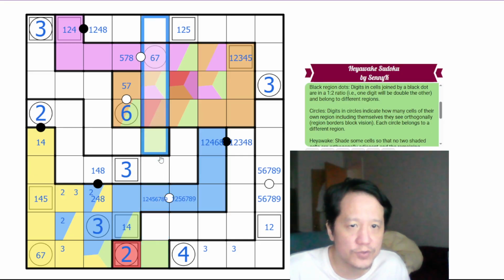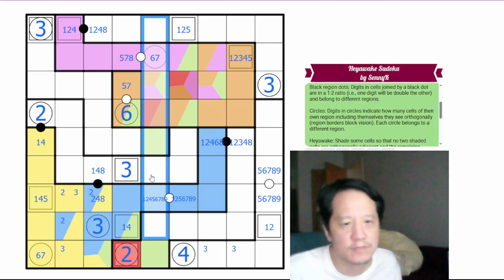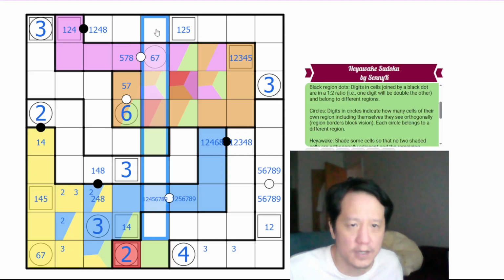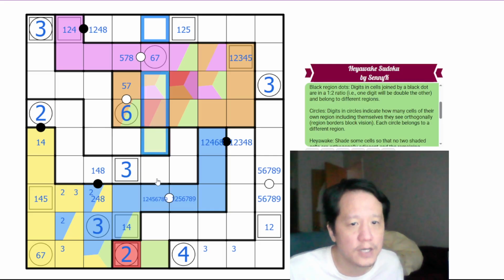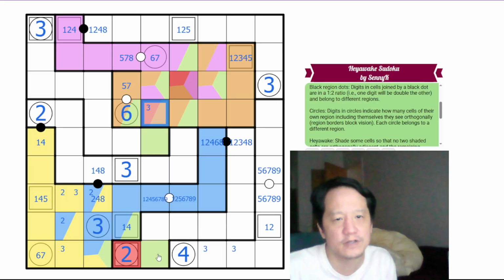Where is 3 in column 5? Well, it's not that restrictive. It cannot be here because of 3 in the region. Can't be here because of 3 in the row. Could be here. Cannot be here because of 3 in the region. Can't be here because of 3 in the row. Can't be here because of 3 in the region. Can't be here because of 3 in the row. So 3 in column 5 has to be one of these two.